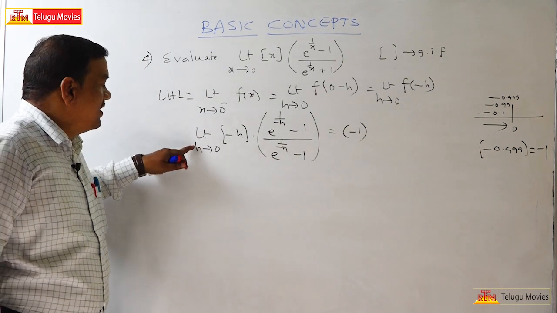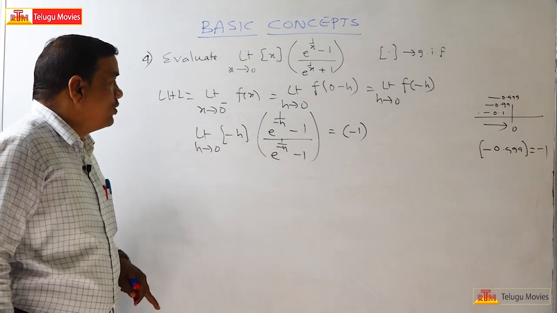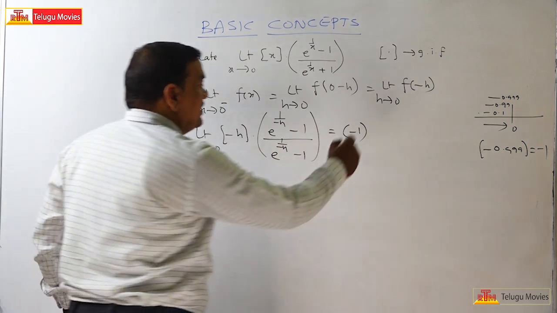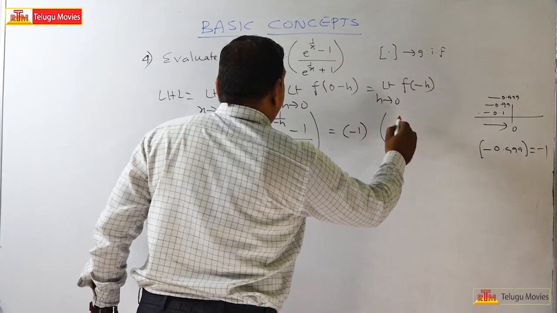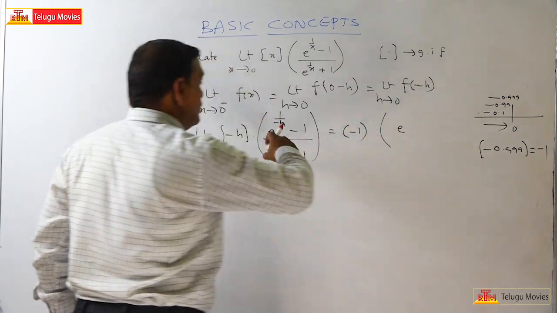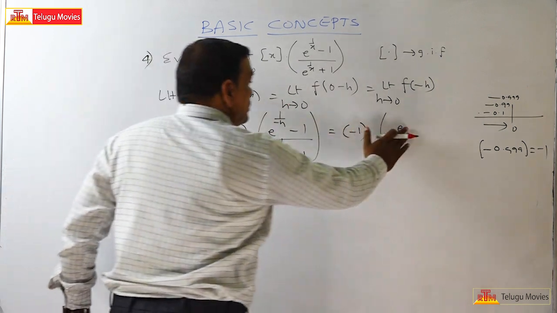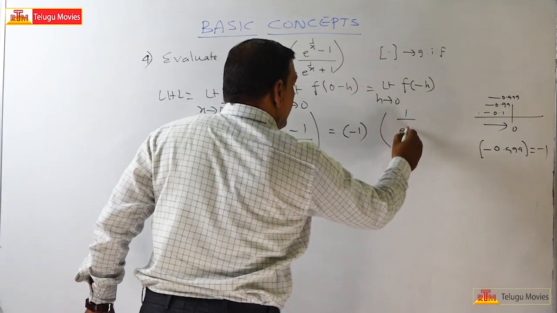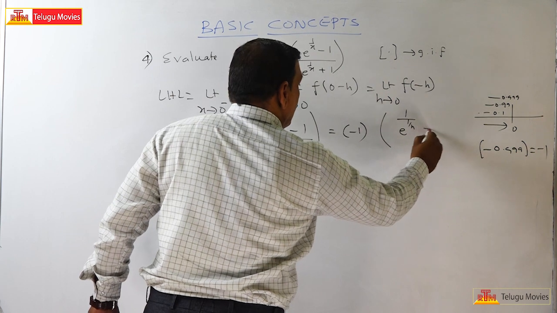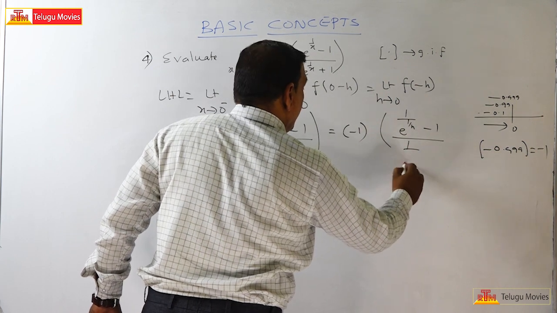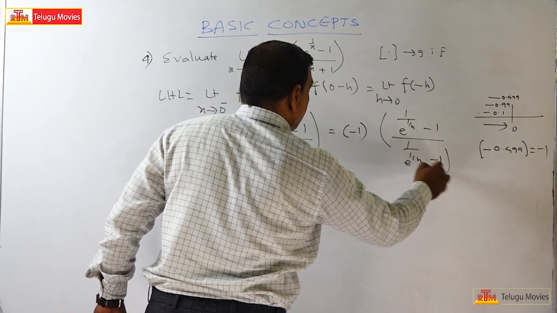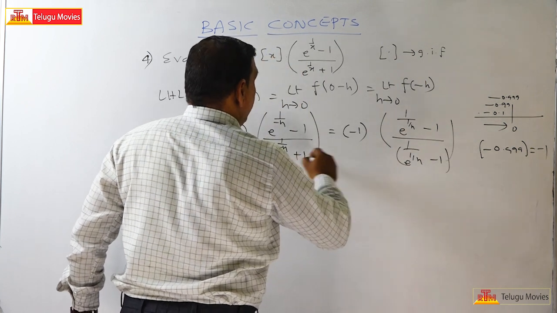Now see here, as h value approaches 0, we can write one more step. Otherwise e power 1 by minus h, so this is equal to 1 by e power 1 by h minus 1 by e power 1 by h plus 1, sorry, denominator plus 1. Understand?